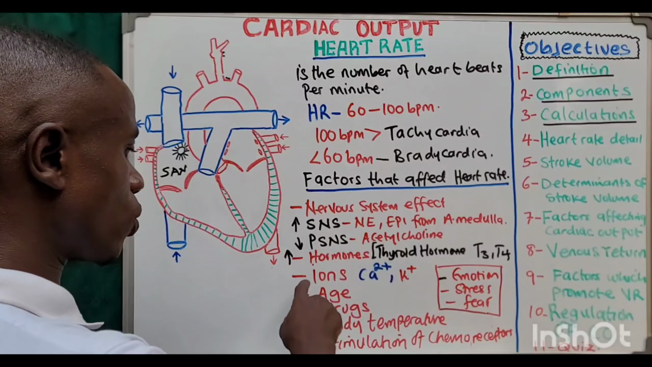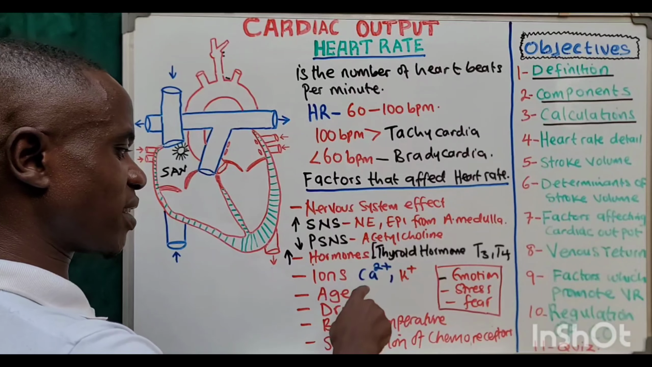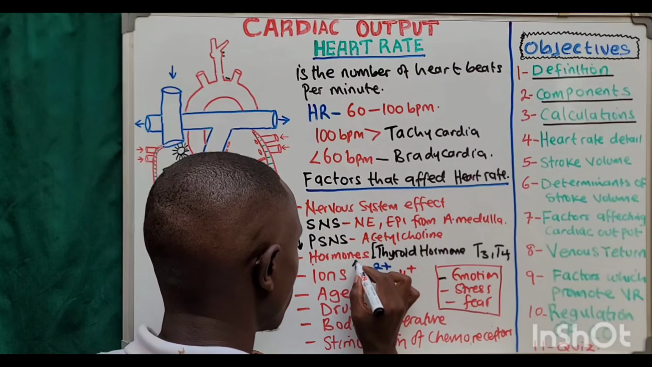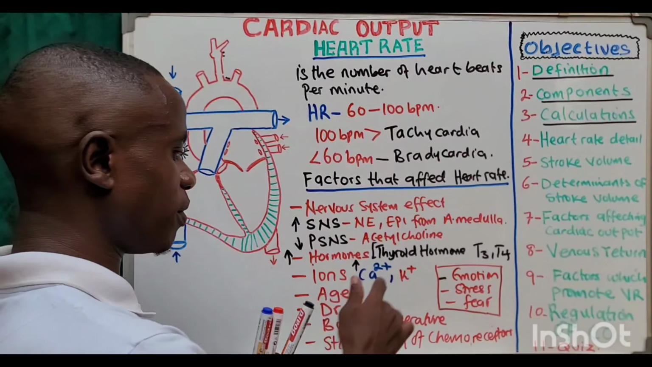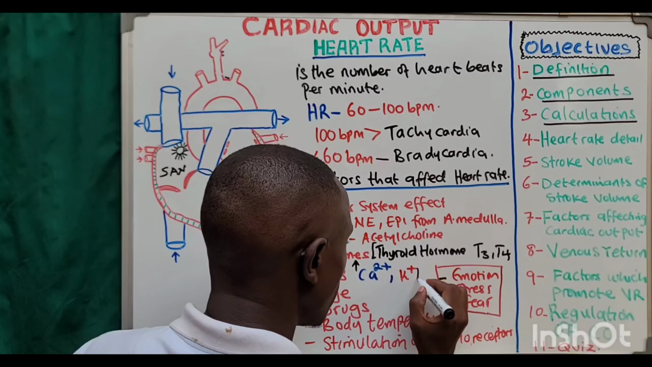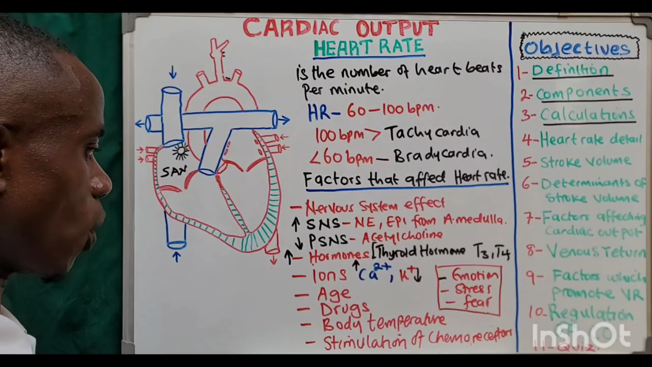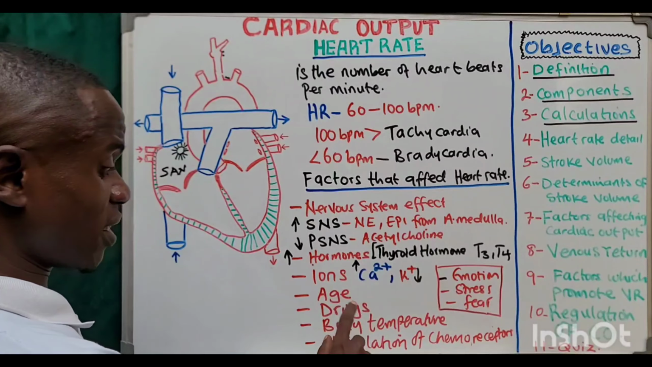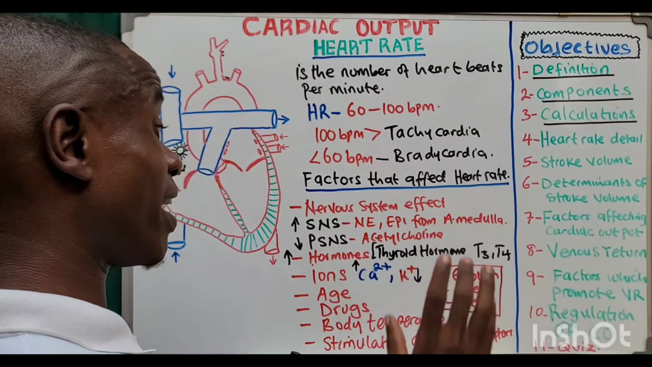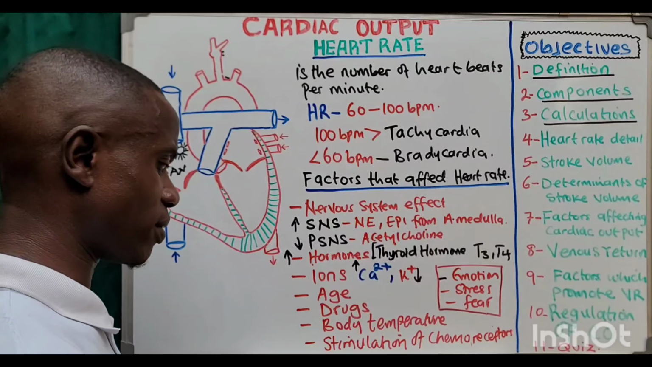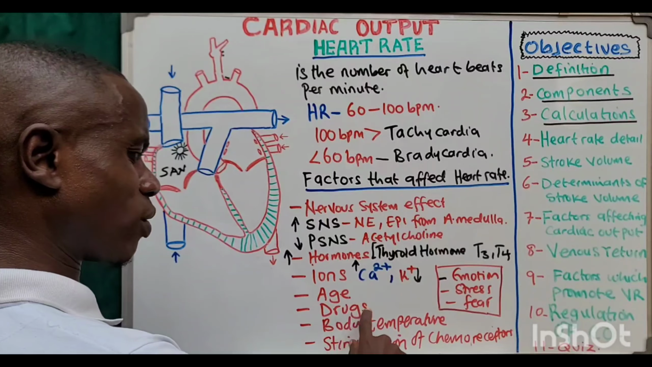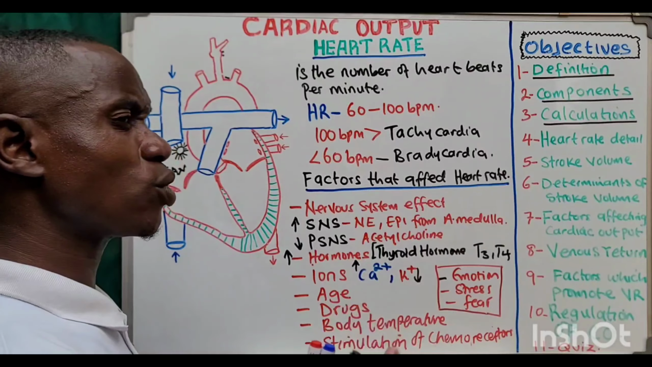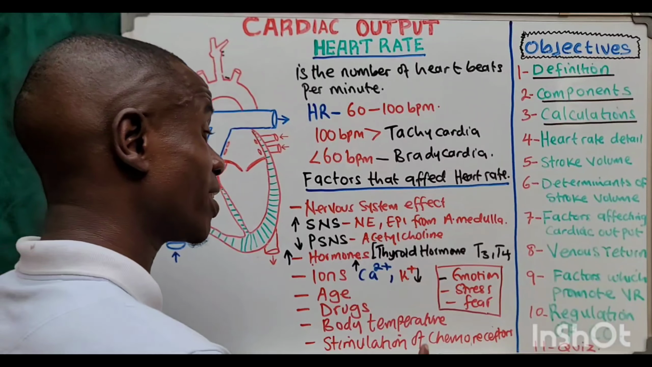Then we also looked at ions. For example, a high level of calcium can increase the heart rate, and high levels of potassium can decrease the heart rate. We moved ahead and said that age is also a factor that can affect heart rate. For example, the fetus has a high heart rate compared to adults. We also have drugs, for example calcium channel blockers, which can reduce the heart rate, and some other drugs, for example adrenaline, which can increase the heart rate.